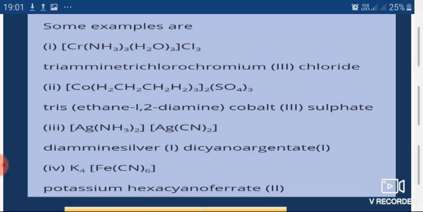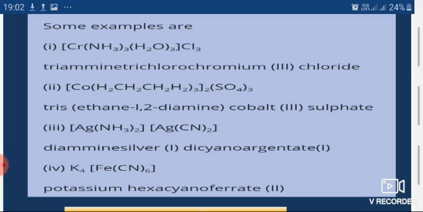Okay, the second example is a cobalt complex. See, the name of the complex is tris(ethane-1,2-diamine)cobalt(III) sulfate. See here, we have already used the amino groups, so the amino group is being repeated. We have used the di term, and now we also have to use the tri term, so we have used tris. Okay, tris(ethane-1,2-diamine)cobalt(III) sulfate is the name of this complex.